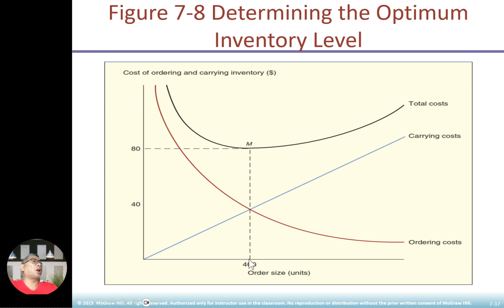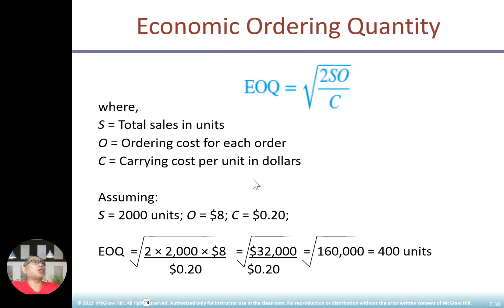The EOQ size equilibrium is 400, carrying cost is 20 percent, and ordering cost is based on a sliding scale. Based on the logic here, EOQ equals the square root of 2SO divided by C. S is total sales in units, O is the ordering cost for each product, and C is the carrying cost. Assuming S is 2000, you plug in the numbers and get 400.